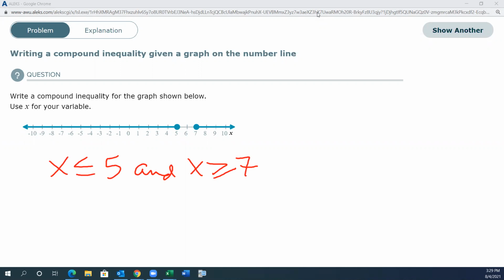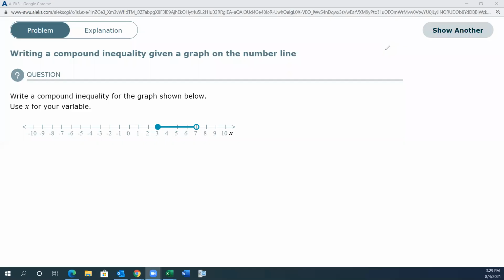Yeah, that's how it's done. Let's do one more of those. This time we only have one shaded region, and the numbers that are shaded there are numbers between 3 and 7, but including 3. Not including 7, so I don't put the or equal sign there. So that's it.